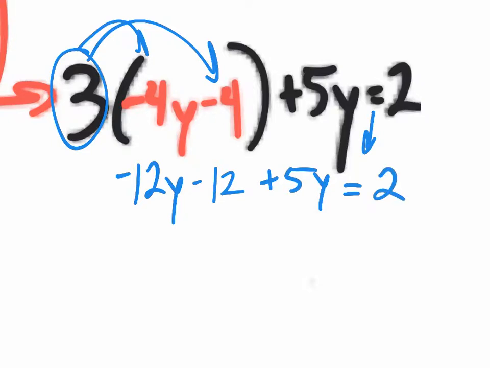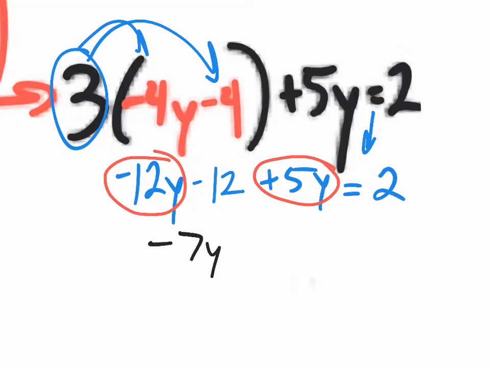We've distributed. Now we could combine like terms. So let me combine the negative 12y with the plus 5y. You just do this in your head. You're not going to be showing any work here. So negative 12, you owe $12. You have $5. You're still going to owe 7 of those dollars. In this case, 7 of these y's. Bring down the minus 12. Bring down the equal sign, the 2. We're almost done. Let's continue working here.